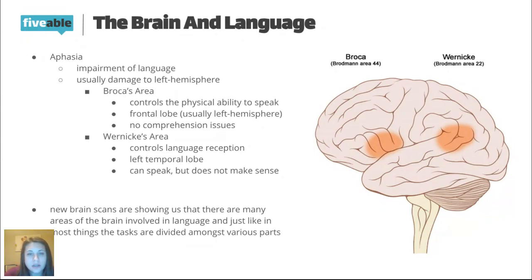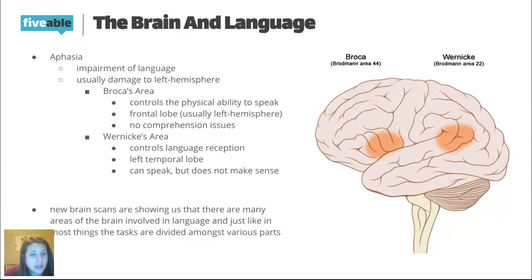Broca's area controls your actual physical ability to speak. So if you had damage to Broca's area, like severe damage, you couldn't make these sounds and make your mouth move in this way to make these sounds. You would not actually be able to produce any sort of words or language. Typically speaking, Broca's area deals with damage to the frontal lobe in the left hemisphere, and you can understand language. You could write out words and phrases, but the actual physical ability to produce the speech is gone.